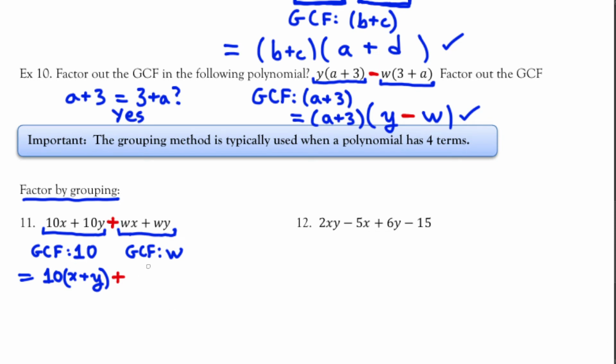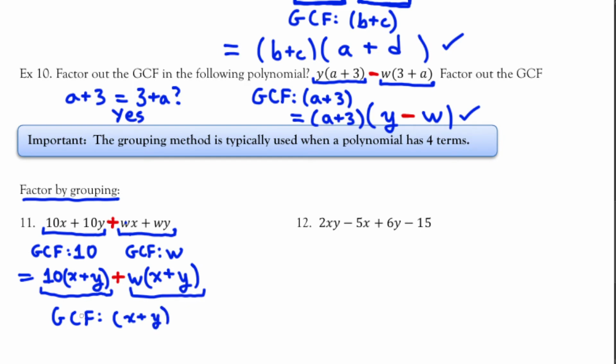Next greatest common factor problem. I have a w. I'm taking w out of 2 terms. If I take w out of wx, I have x. If I take w out of wy, I have y. I'm half done. All that's left is to do a problem like number 9 and 10, where now we notice that my first group and my second group have a common factor. Their greatest common factor is x plus y. So let's take x plus y out of these 2 groups of terms. This plus is surviving all the way till the end.